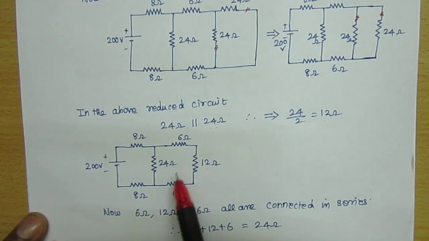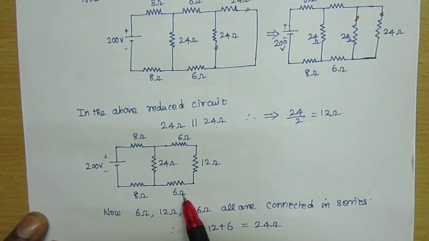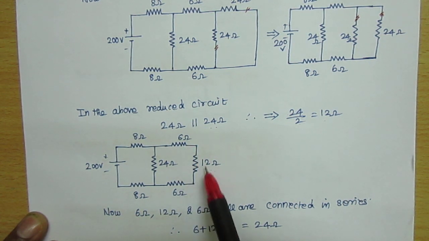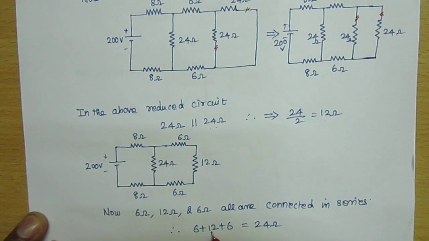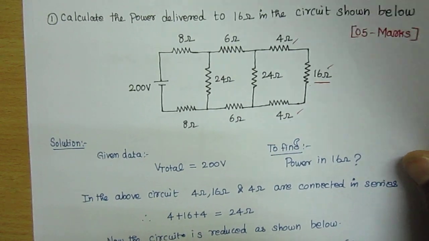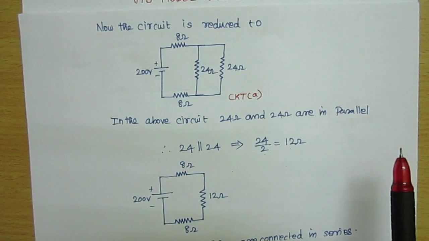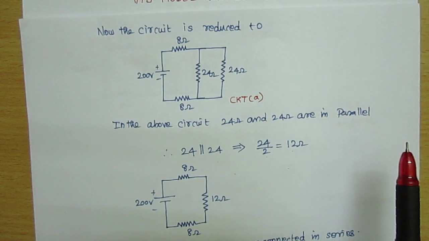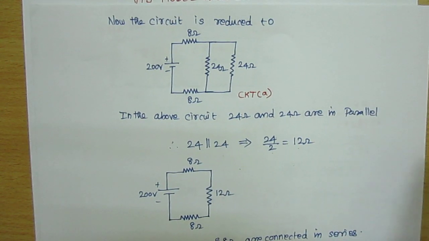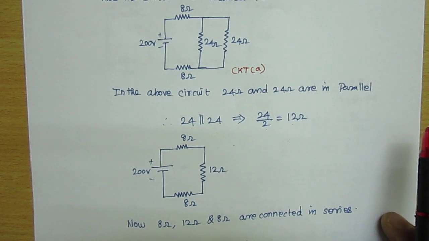Now again the circuit is reduced. See here, 6 ohms, 12 ohms and 6 ohms. All three are connected in series. So 6 plus 12 plus 6 gives 24 ohms. Again it is reduced to a 24 ohm resistor. Now we can redraw the circuit like this. See here, again the circuit is reduced like this.